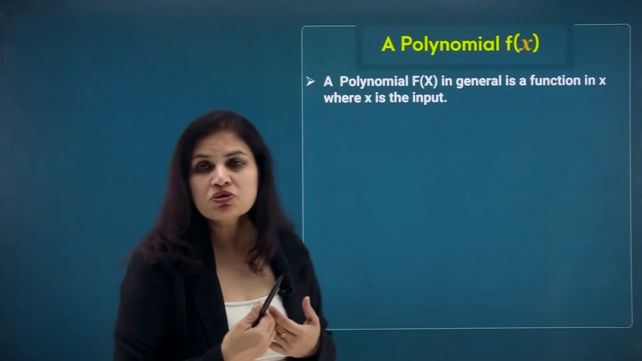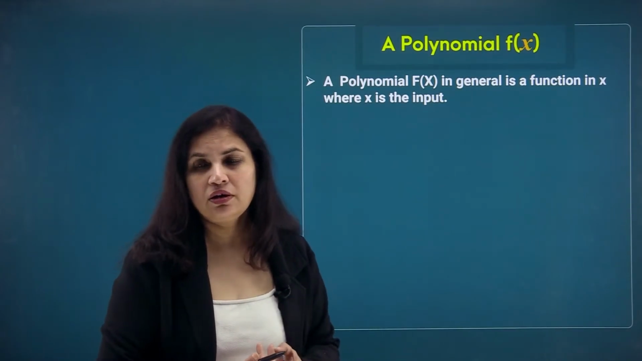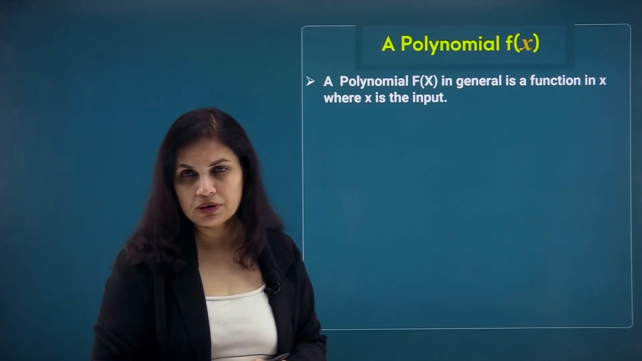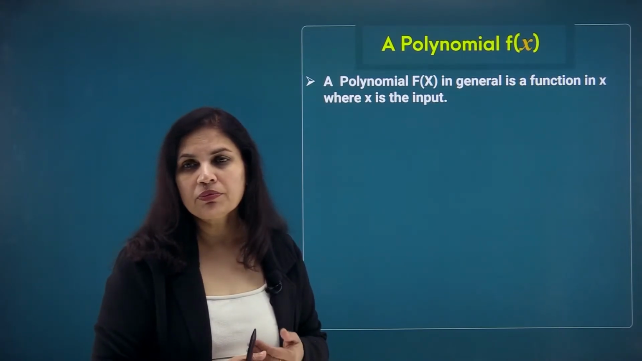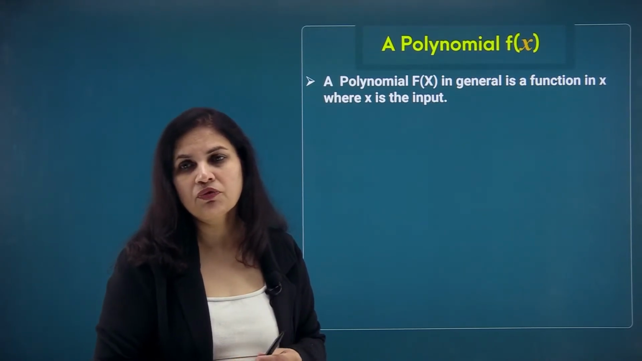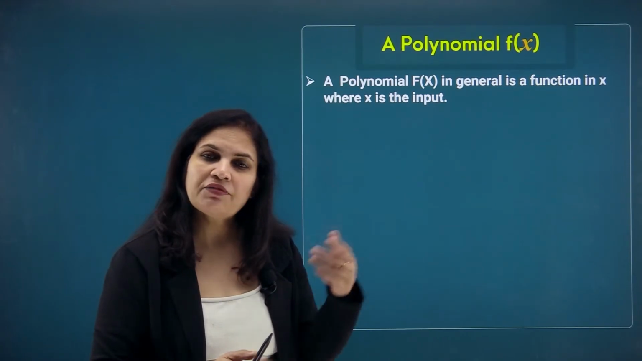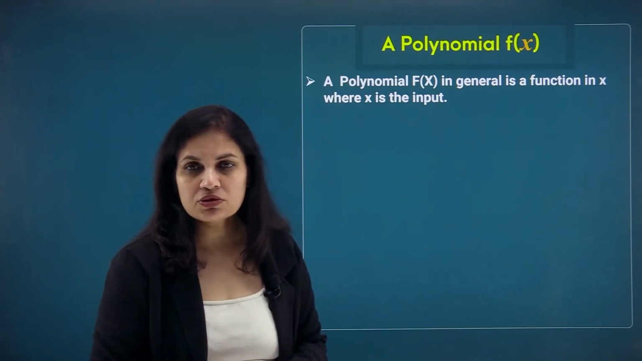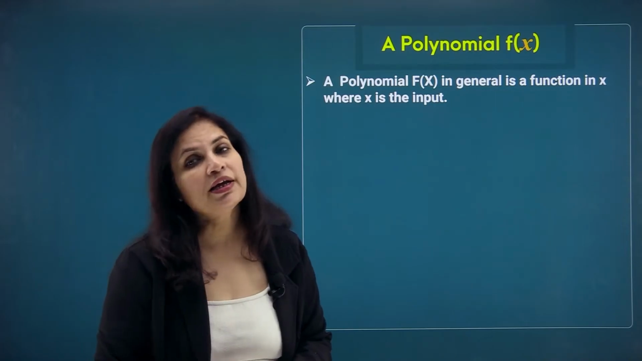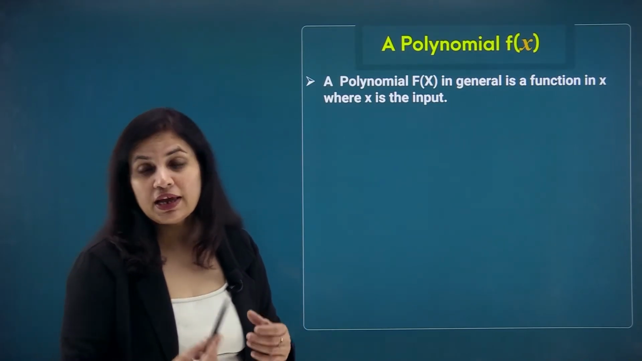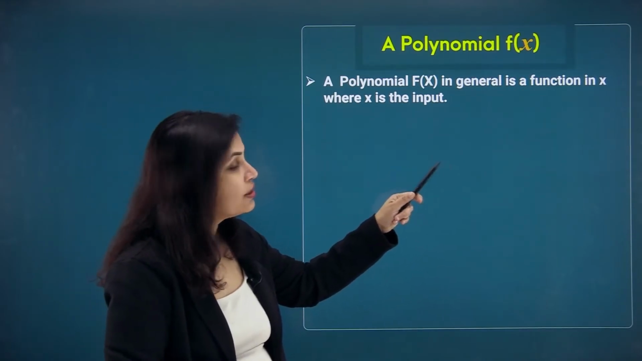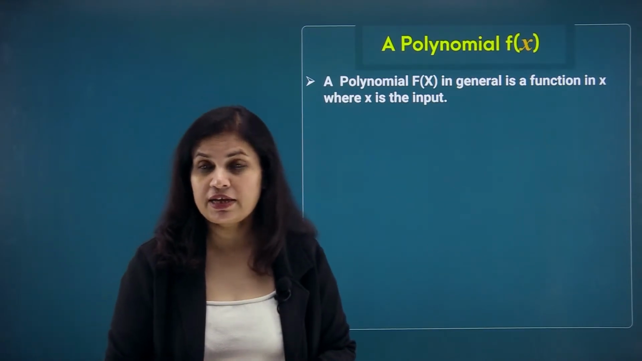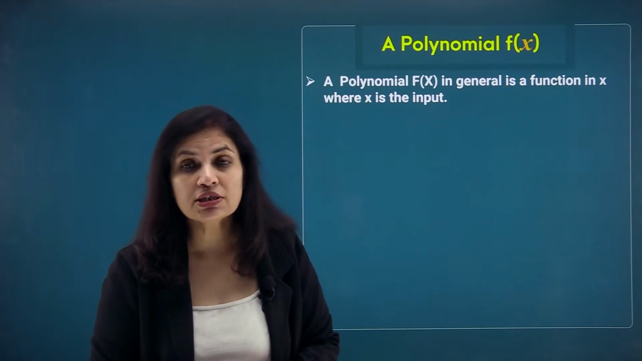Now, let us come to the general definition of a polynomial. I may have a one-term polynomial, I may have a 2-term, 3-term, 4-term, and I may have an expression till n terms. So, how do we generalize the thing? A polynomial f(x) in general is a function in x. Now, what do we mean by function in x?